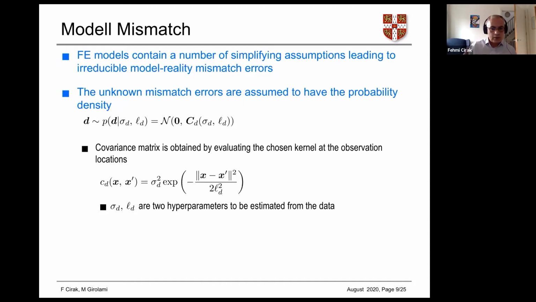I think I didn't mention it yet, but we assume this type of kernel, and the parameters sigma d and LD are two hyperparameters, unknowns, which we will estimate from the data. Sigma is a scale parameter, related to a standard deviation or variance. And LD is a length scale parameter. This is a kind of correlation length for the components of the vector D.